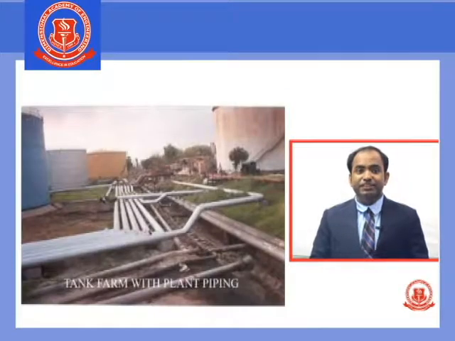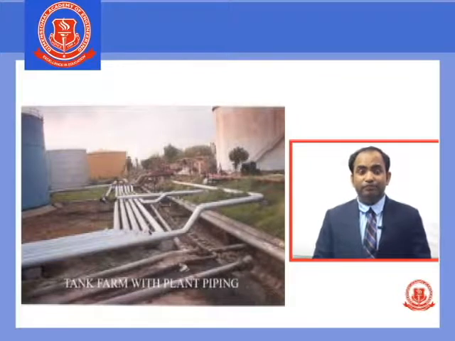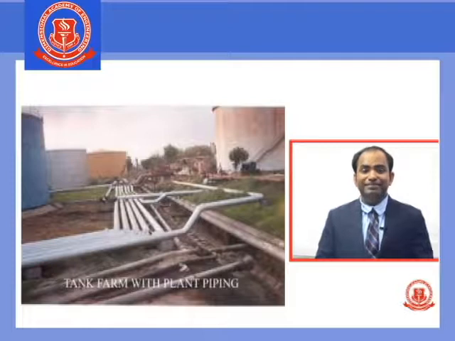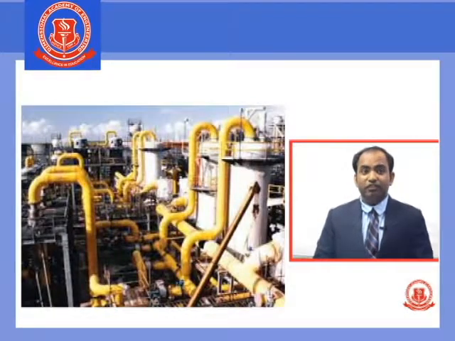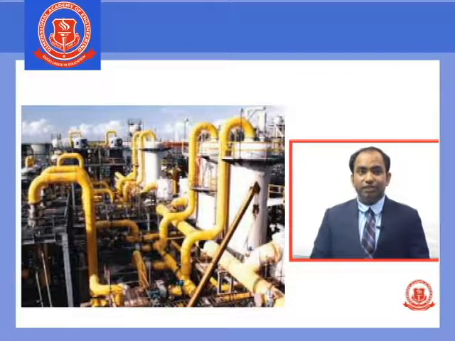Here we can see a live picture from a tank farm area where the equipments are connected by the piping. So we can understand how important piping is to connect the different equipments in the process industries. Let's have a look at the beverage industries, where piping is connecting the different equipments. All the yellow lines carry the process fluid to the different equipments. We can have a feel, by seeing this picture, of how important piping is as a subject of study.